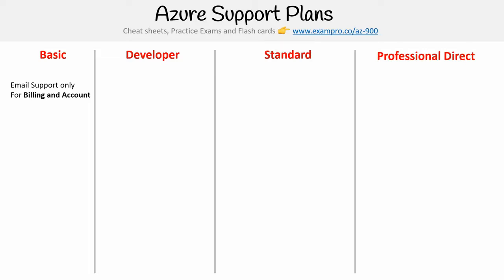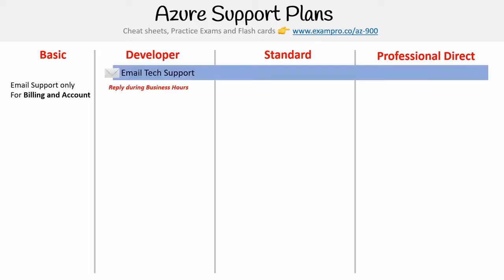Now for Developer, Standard and Professional Direct, you get tech support, and you get email tech support for all levels. And generally, if we're talking just for developer, they're only going to reply during the business hours. But if you had Standard or Professional Direct, they have people answering emails 24/7 around the clock. I think the general response time for email support, no matter what level it is, is about 24 hours. But it's just going to vary.